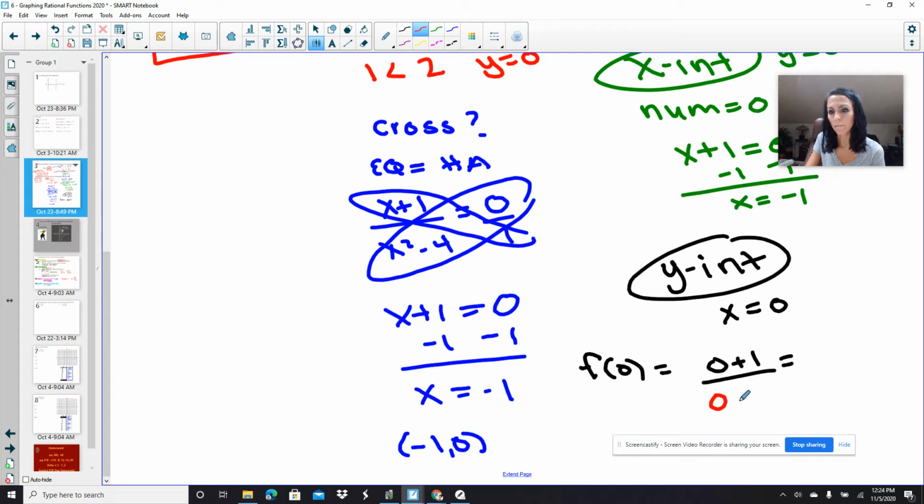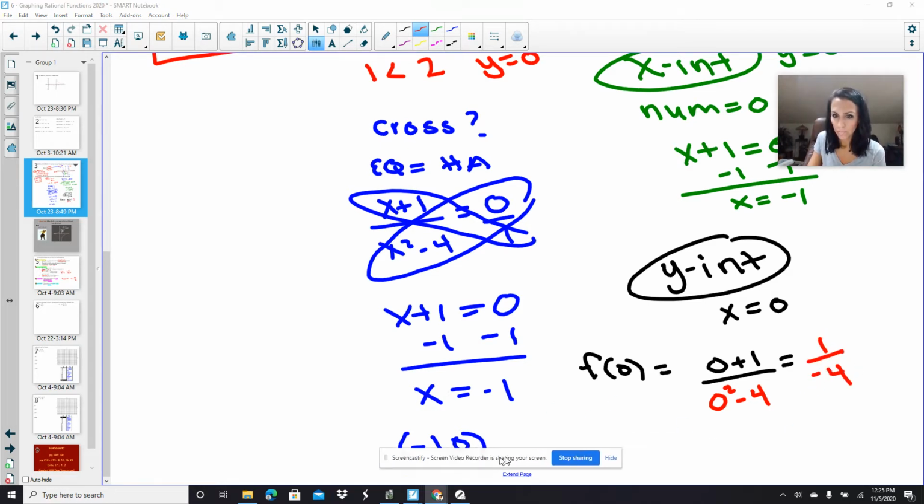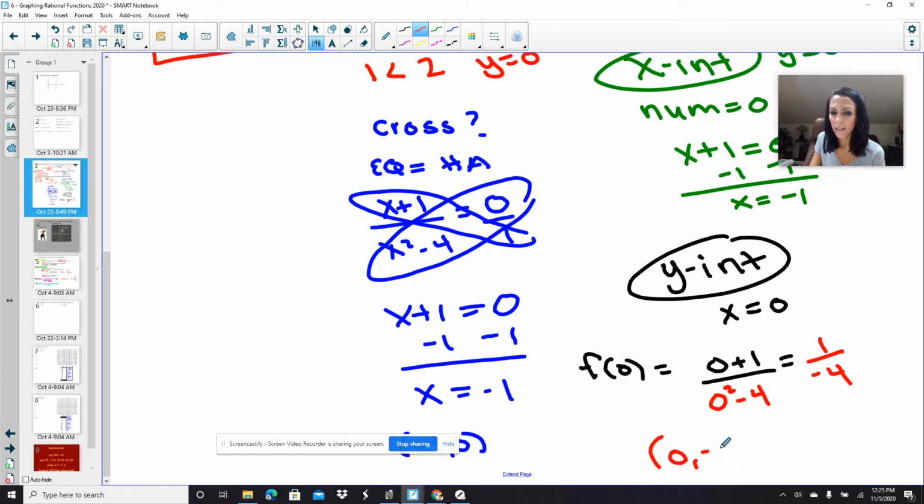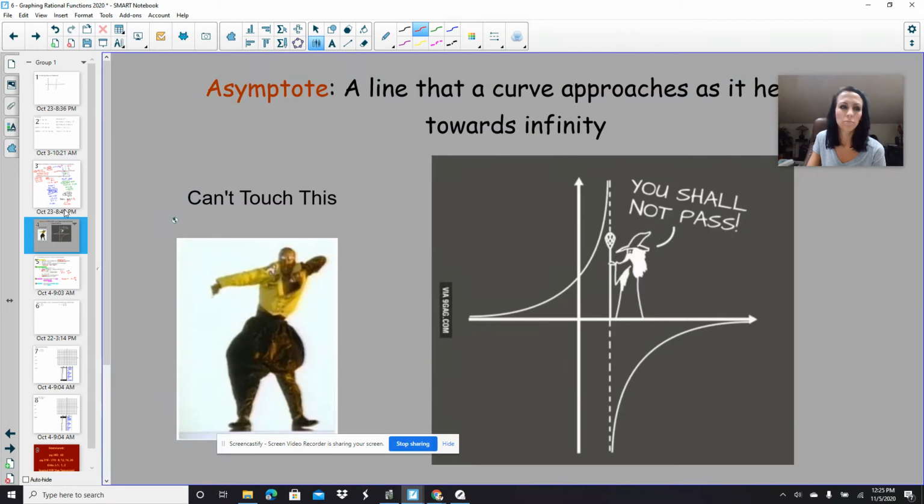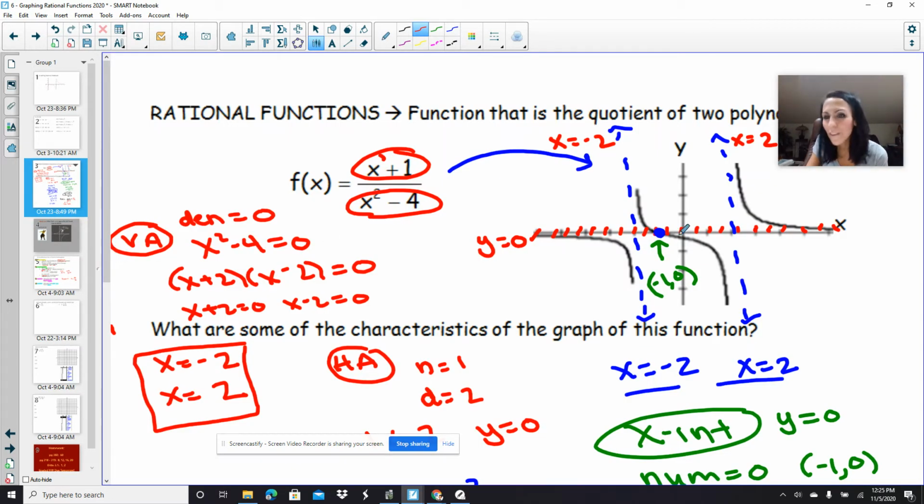0 plus 1 over 0 squared minus 4. Okay. 1 over -4, or -1/4. So my y-intercept is at 0, -1/4. X, y. When x is 0, y is -1/4. And we can see that on our graph, right? Where is it? Right there. So that's at 0, -1/4.